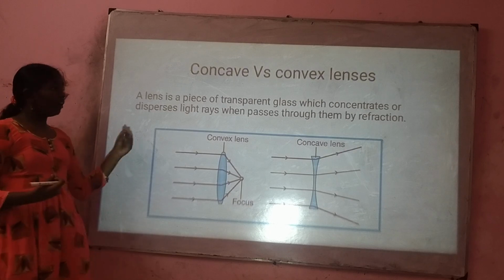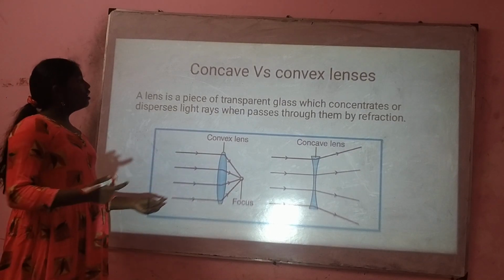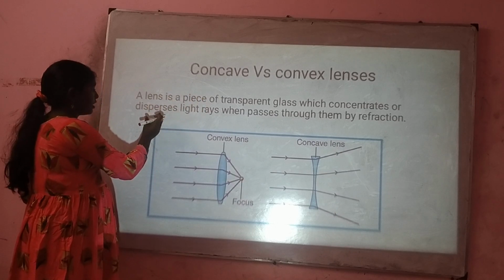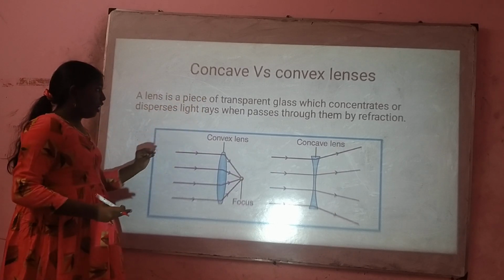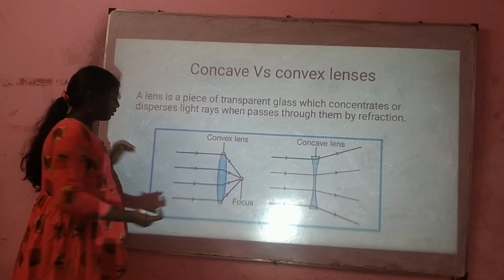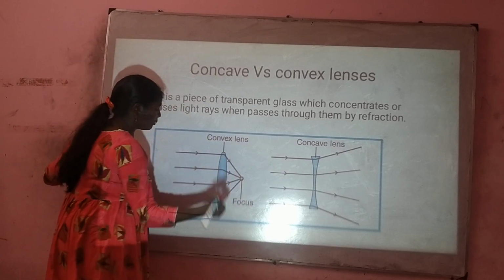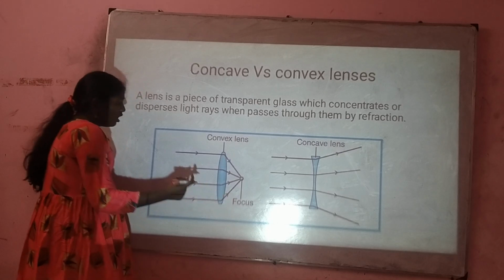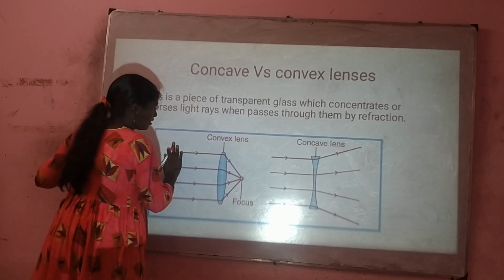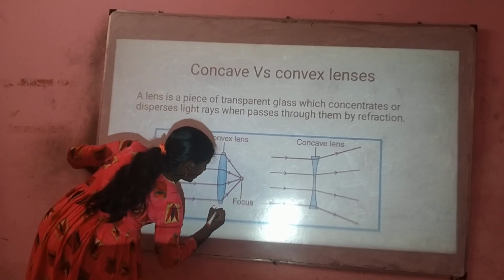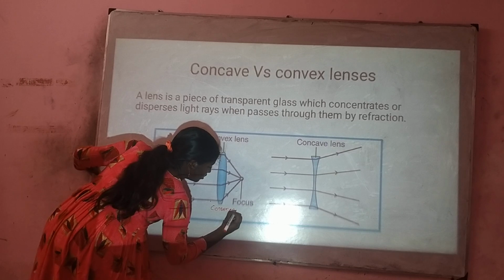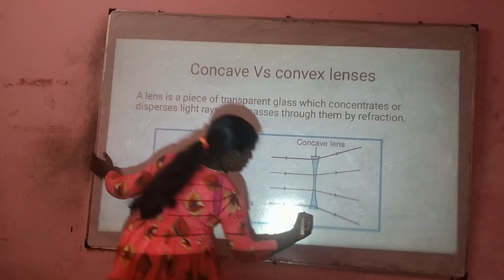Now let's compare concave versus convex. The lens is a piece of transparent glass. We learned that. Now we are learning the difference between convex and concave. One notable difference is their appearance. And one more fact we can note is that the convex lens converges light, and the concave lens diverges it.